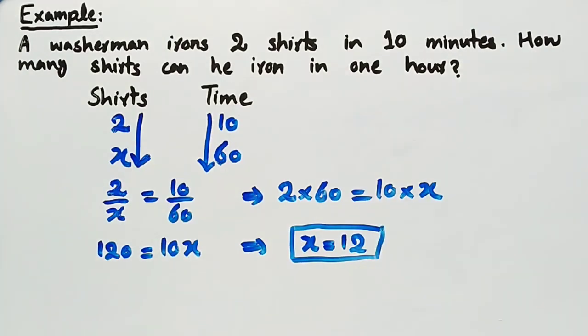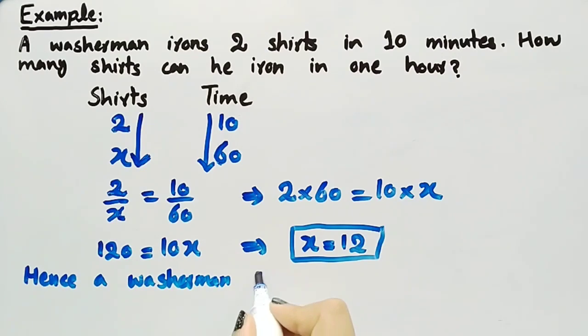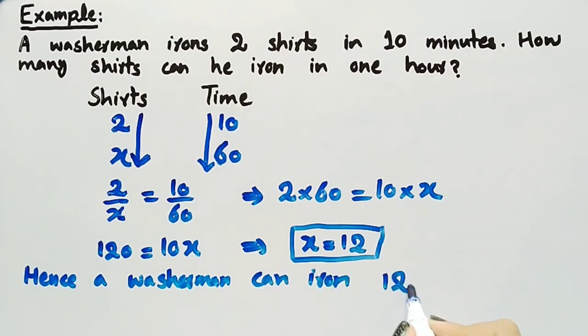Since we have found the value of x, which is 12, we can write, hence a washerman can iron 12 shirts in 1 hour.